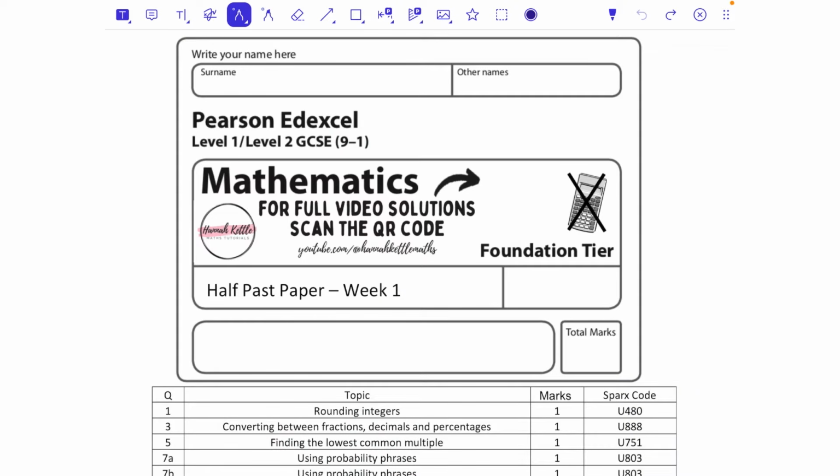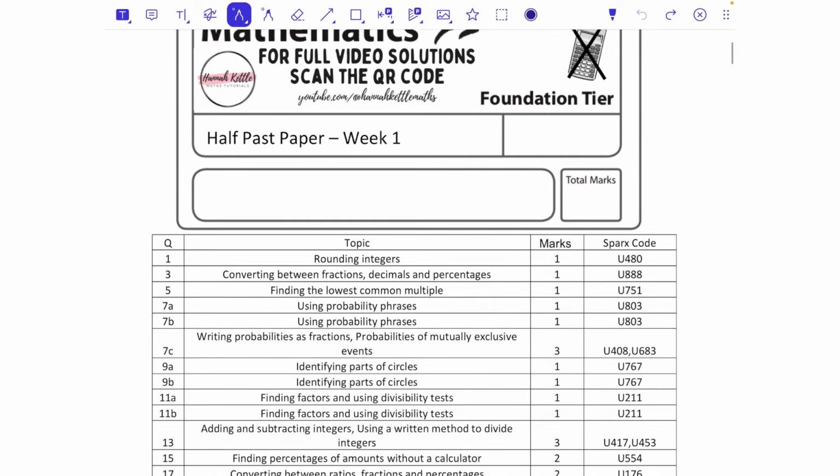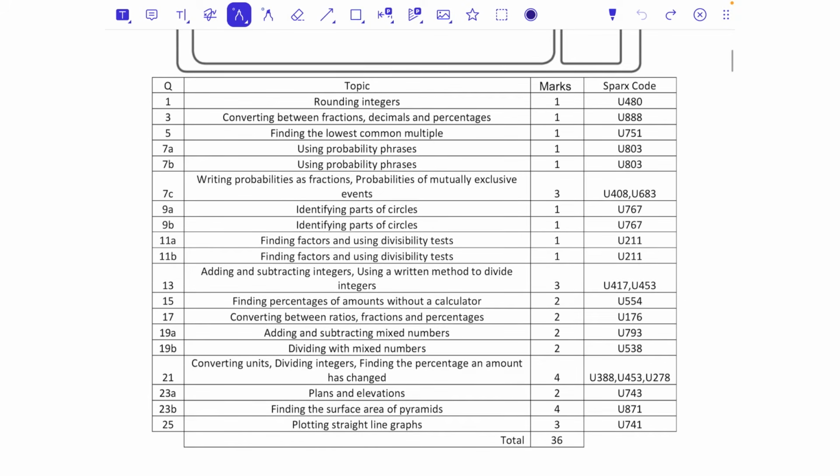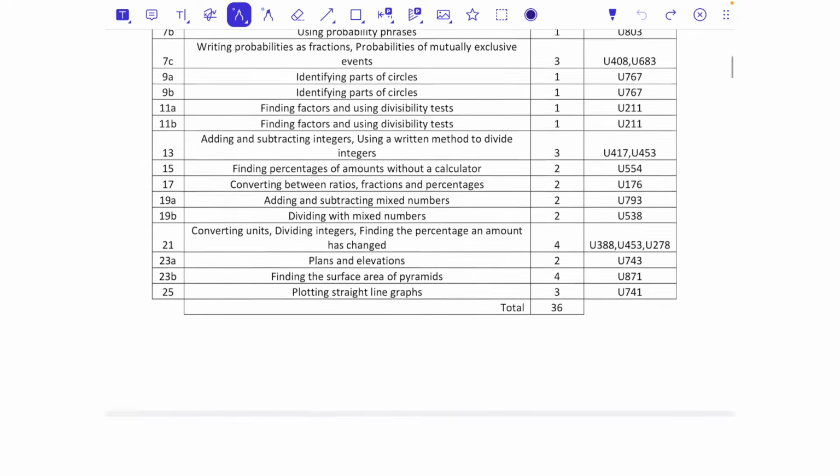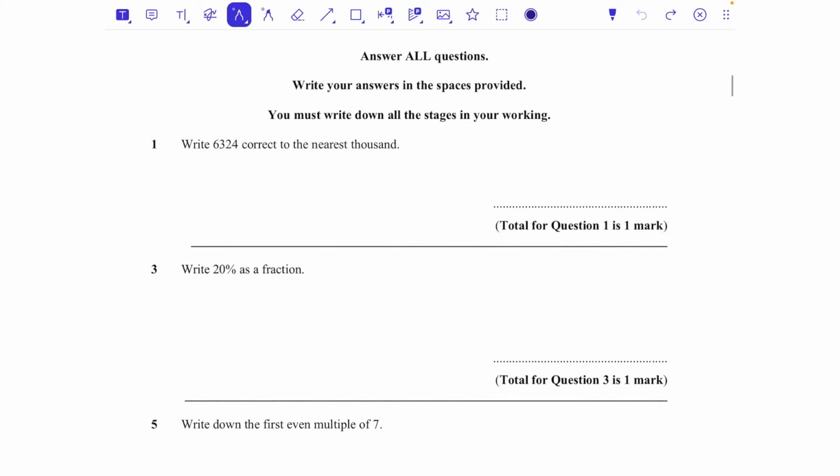So this is the half pass paper for week 1 for foundation. Normally these papers are out of 80, but I've cut it down to just the odd numbers or just the even numbers. In this case, we've got the odd numbers, so it's just out of 36 this week. Makes it perfect for homework. So if you've been given this for homework, hopefully I can help you go through it and make sure that the answers make sense. So here we go.